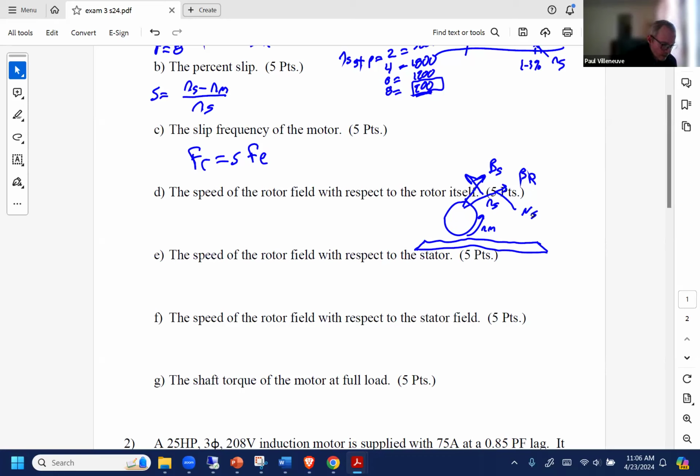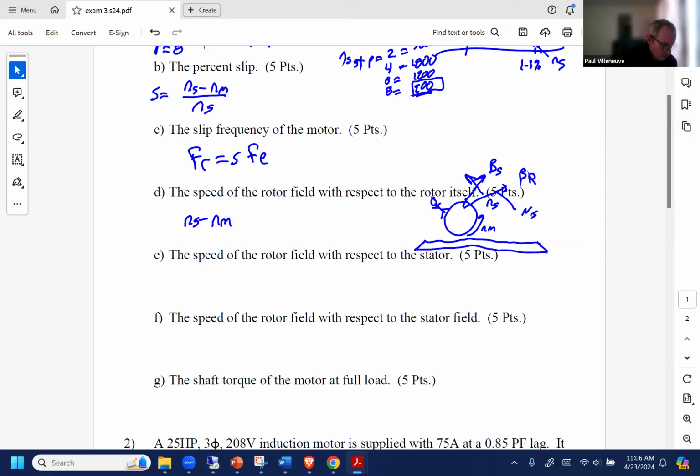So what I see is that the rotor field is spinning at n sub s, but my reference point, what it's with respect to, is n sub m. So I can pretend that I'm standing on this rotor spinning along at n sub m. And what I see is something spinning at n sub s. So the reference is n sub s minus n sub m. That's the actual speed relative to the rotor. So you're just taking your synchronous speed, the actual speed of the rotor field, and you're pulling out your reference, which is your mechanical speed, and that's how fast it's rotating.